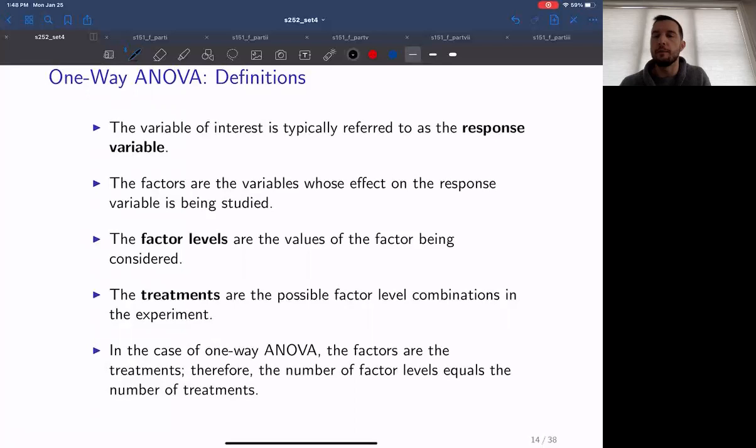Treatments refer to the factor level combinations. In a one-way ANOVA, the treatments and the factor levels are the same thing. In a two-way ANOVA, there are interaction effects, so it creates extra treatments, but we'll see examples of that a bit later. Again, there's a lot of notation that means the same thing in the context of this particular procedure.